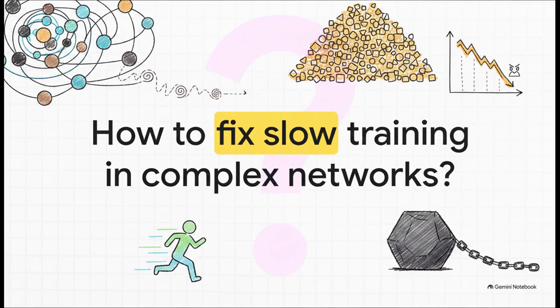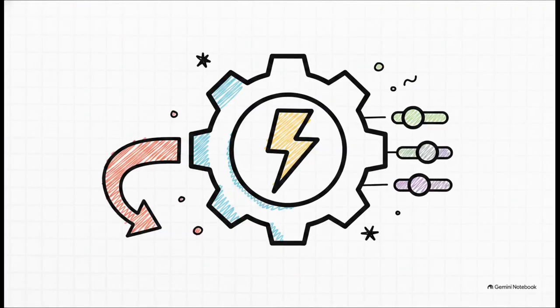But what happens if basic gradient descent just gets completely stuck in complex networks? Or what if it's just way too slow for today's massive datasets? Well, you upgrade. When basic methods fail, you turn to advanced optimizers. RMS Prop adapts the learning rate dynamically for each parameter by dividing gradients by a moving average. But the real star of the show here is ADAM, Adaptive Moment Estimation.